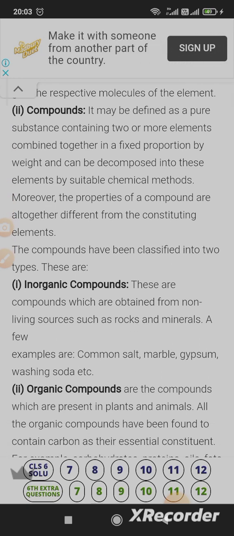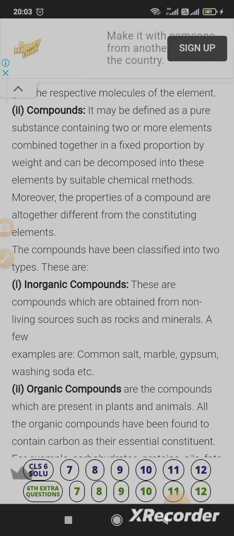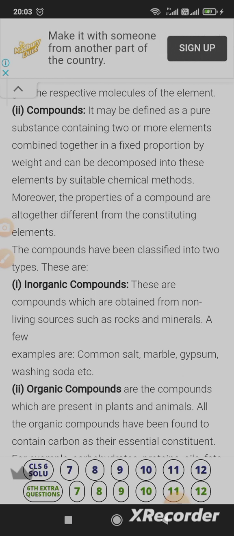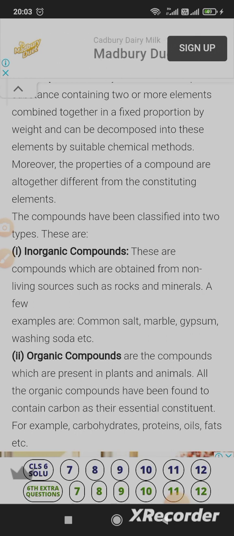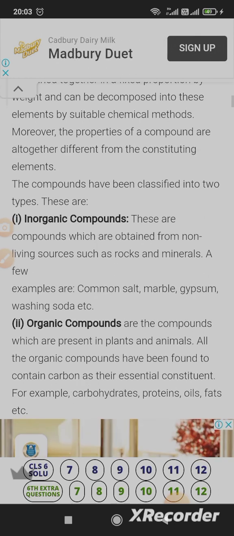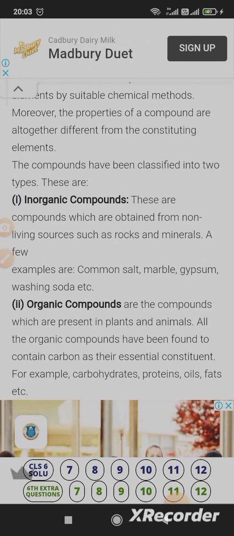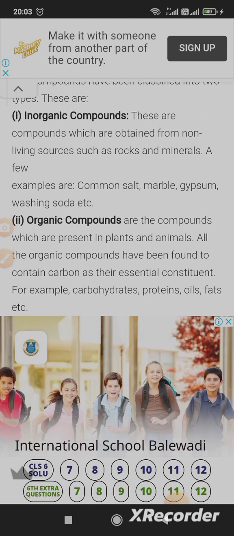Compounds. A compound may be defined as a pure substance containing two or more elements combined together in a fixed proportion by weight, and it can be decomposed into its constituent elements by suitable chemical methods. Moreover, properties of a compound are altogether different from the constituent elements. Compounds have been classified into two types: inorganic and organic compounds.